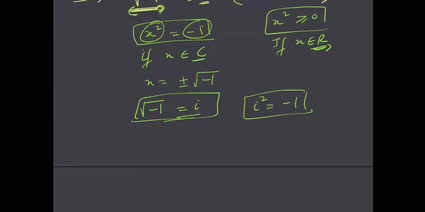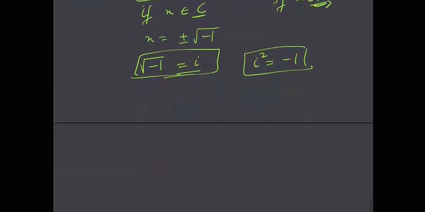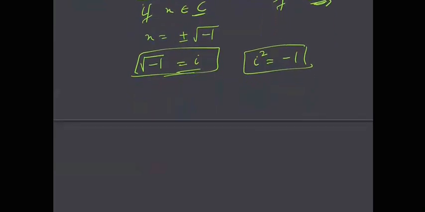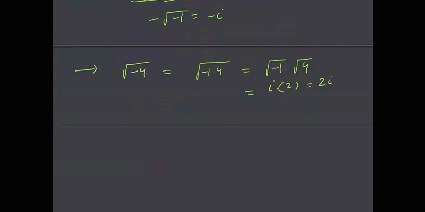So iota square is how much? It is minus 1. So similarly, minus root minus 1 is nothing but minus iota, because root minus 1 is iota. Okay. So suppose now you have root over minus 4. This you can write it as root minus 1 into 4. So this you can write it as root minus 1 into root 4. So this is iota and this is 2. So this is nothing but 2 iota.